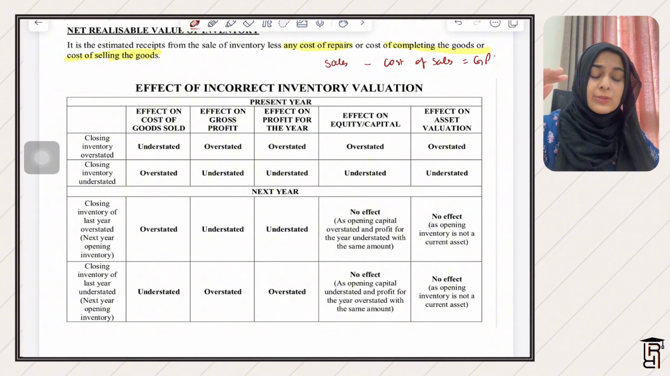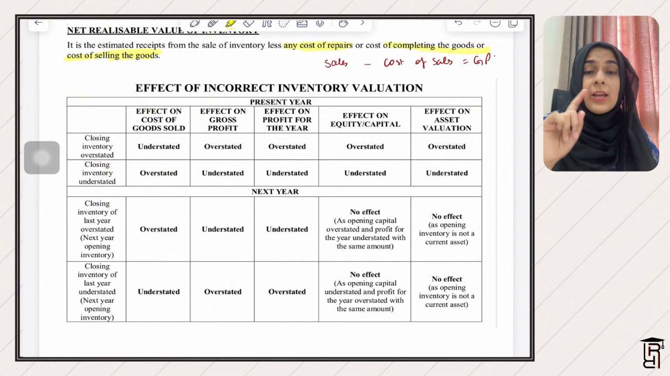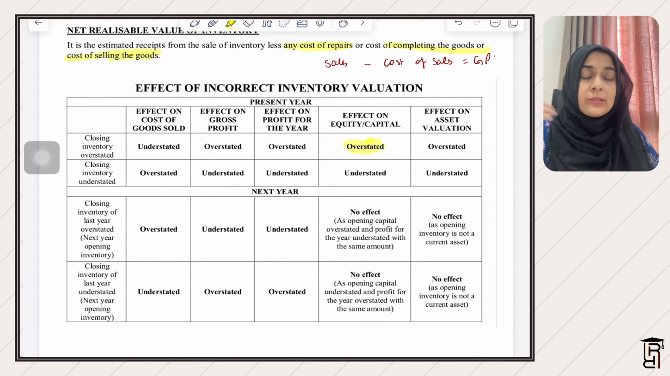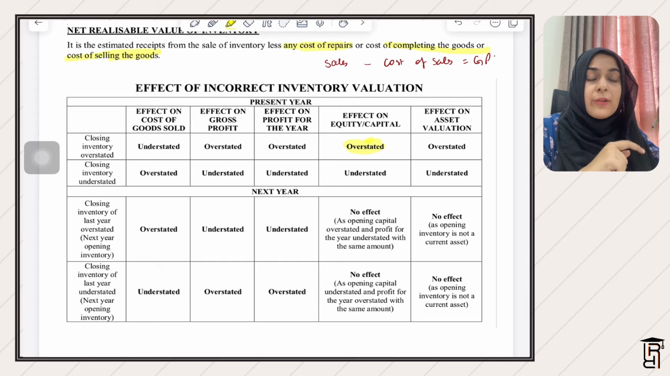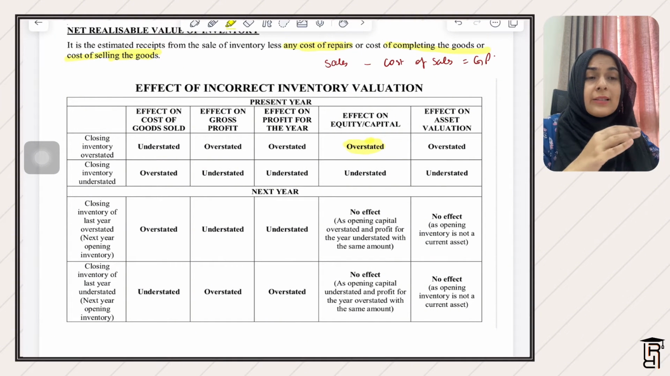If your gross profit is overstated, your profit for the year will be overstated as well, and your capital at end is also going to be overstated. Why? Because profit is added to capital. If you have opening capital and an overstated profit, your closing capital will end up being overstated as well, because the formula for closing capital is opening capital plus profit for the year less drawings. So closing capital ends up being overstated because your profit is overstated.